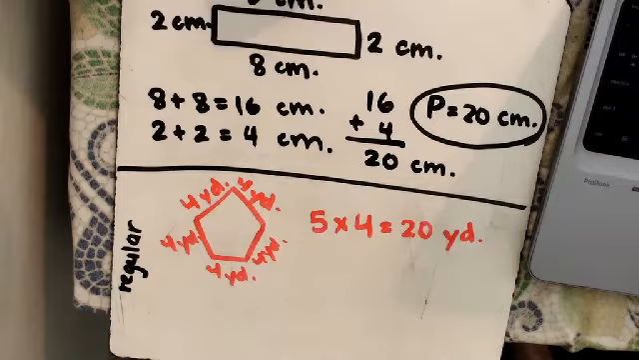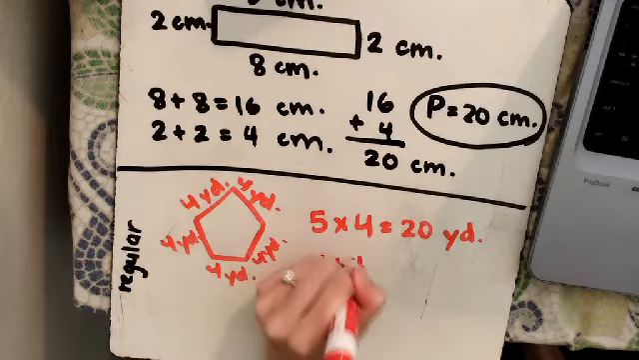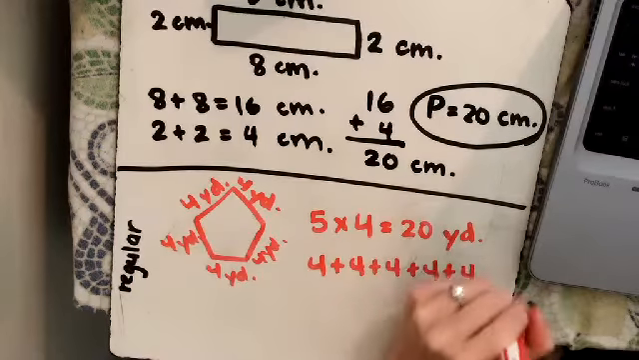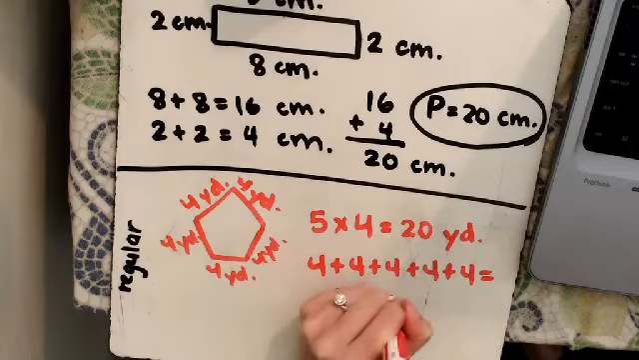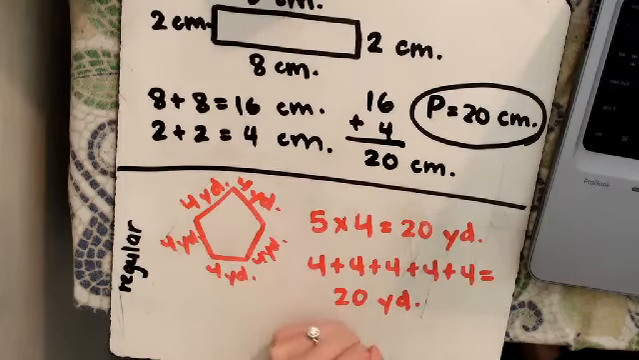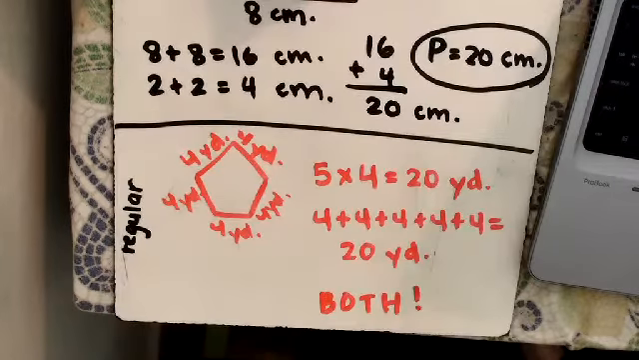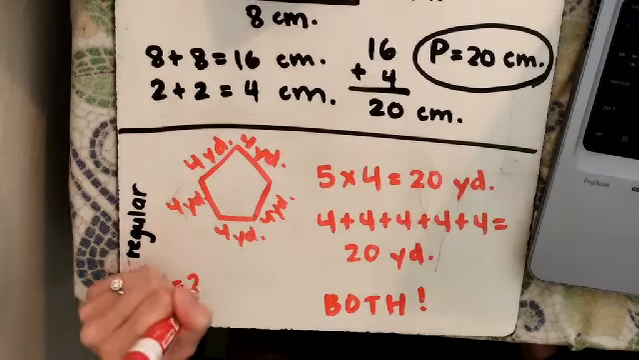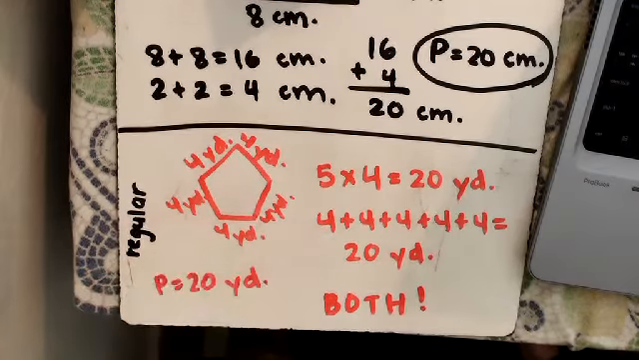If you don't like doing multiplication as your preferred method, is it okay if you do 4 plus 4 plus 4 plus 4 plus 4? 100% okay. So, which way is correct? Both. Either way, as long as you get the same answer, 20 yards. So, if we want to just make it clear that's the perimeter, we could say P equals 20 yards. All right. Now, I'm going to give you one to try without my help.